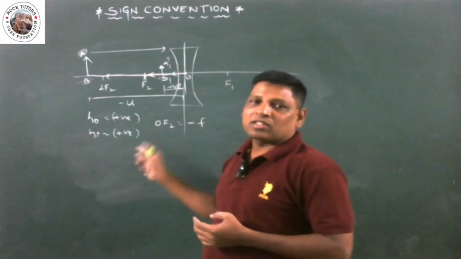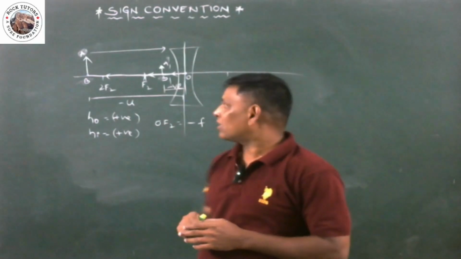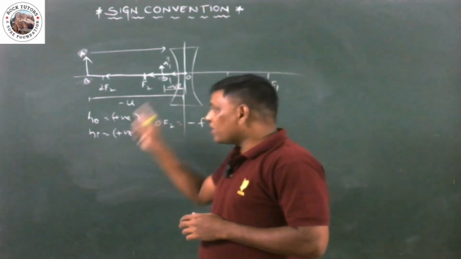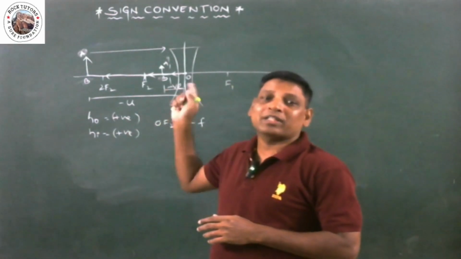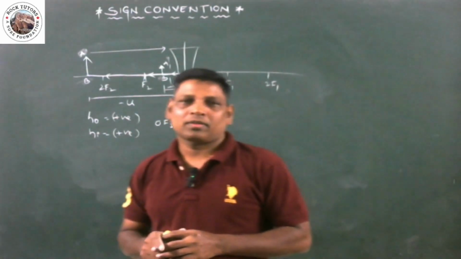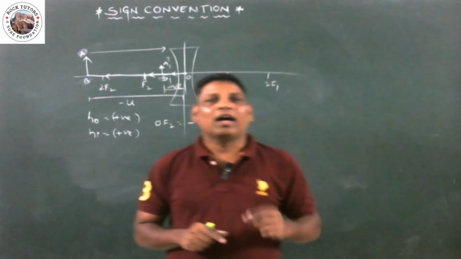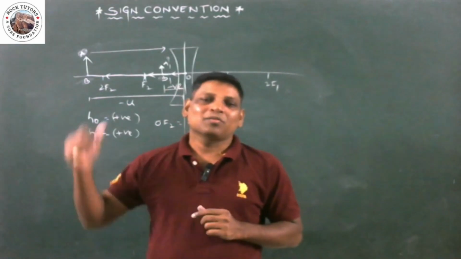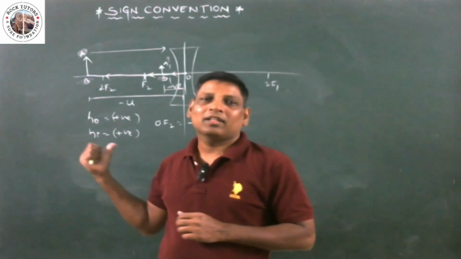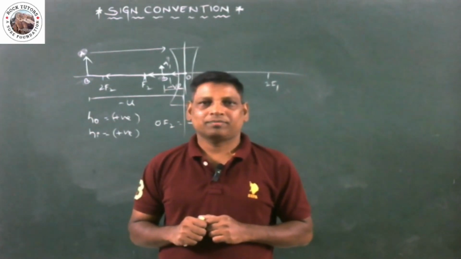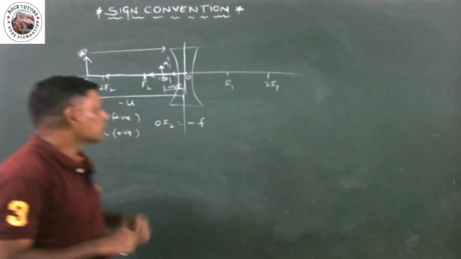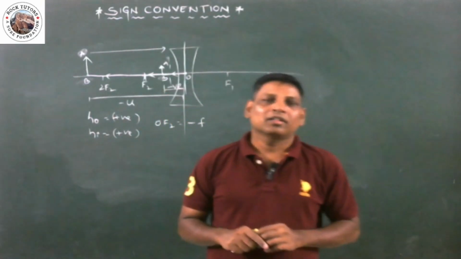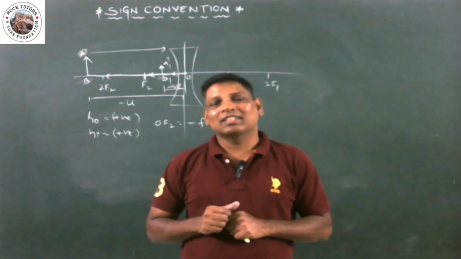Now for a concave lens, what do we observe? Here the focal length is negative, the image distance is negative, and the object distance is negative. Only the height of the image and the height of the object are both positive. The remaining three are negatives. So this is about the sign convention for concave and convex lenses.